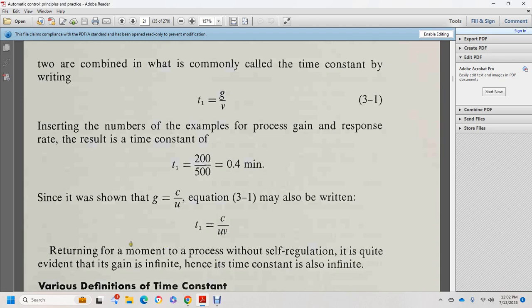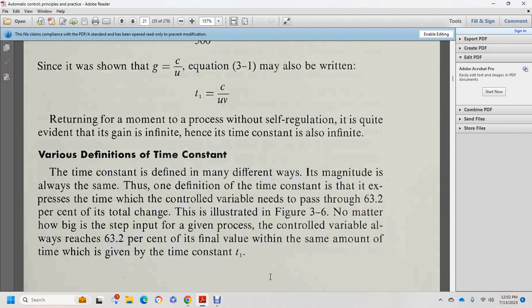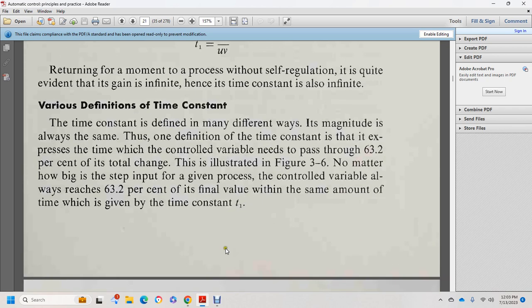For a process without self-regulation, there is a finite definition for the time constant, and also various definitions of the time constant. The time constant is defined in many different ways, but the magnitude is always expressed with one definition. The time constant is expressed as the time the control variable needs to pass 63.2% of the total change, as illustrated in figure 3.6, no matter how big the step of input given to the process. The control variable will always reach 63.2% of the final value within the same amount of time, which is given by the time constant, time 1.